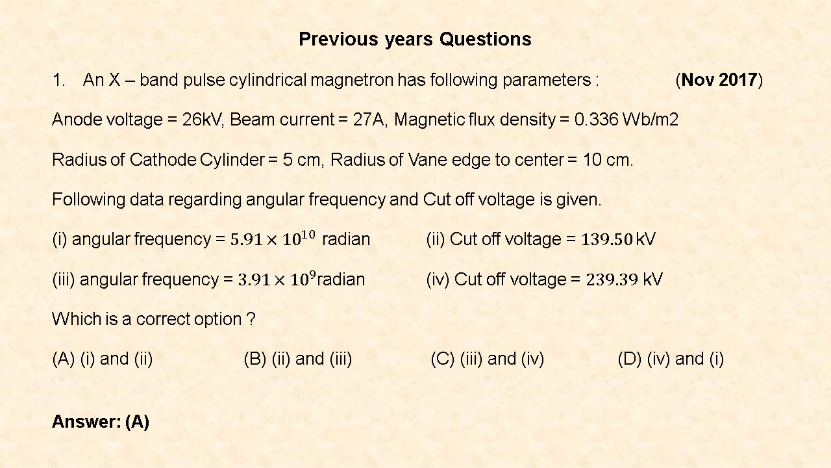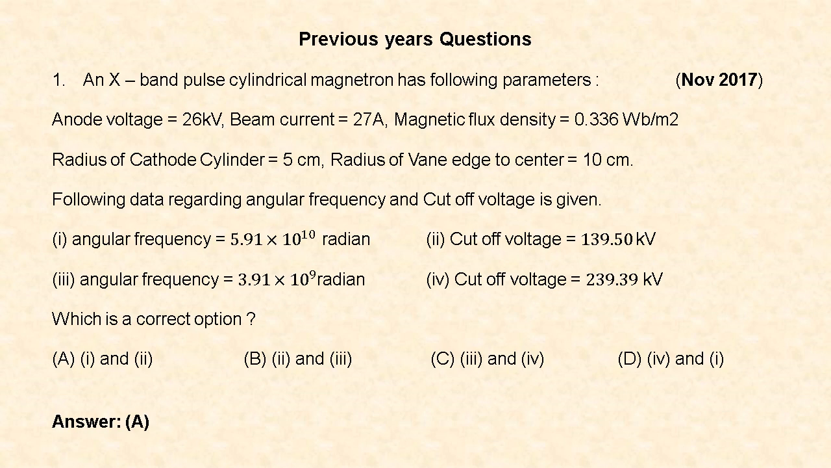Next, let us see the previous year's questions. This question was asked in November 2017. An X-band pulse cylindrical magnetron has the following parameters. Anode voltage is equal to 26 kilovolt. Beam current is equal to 27 amps. Magnetic flux density is equal to 0.336 Weber per meter square. Radius of cathode cylinder is equal to 5 cm. Radius of vane edge to the center is equal to 10 cm.